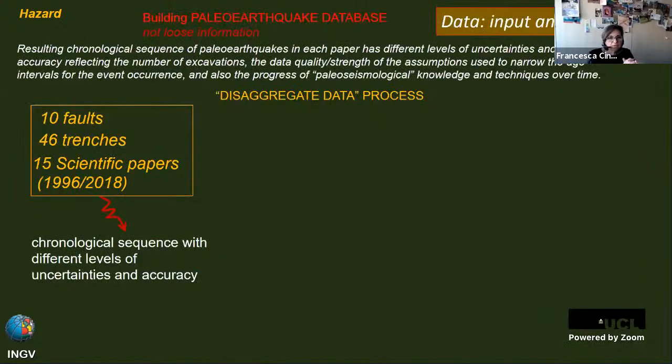So building a paleo earthquake database is not so straightforward. We do not want to lose information, and reading papers, we noticed that the resulting chronological sequence of paleo earthquakes has a different level of uncertainties and also accuracy that reflects the number of excavations, the data quality, the assumptions used to narrow the age intervals for the event occurrence, and also the progress of palaeoseismological knowledge and techniques over time.